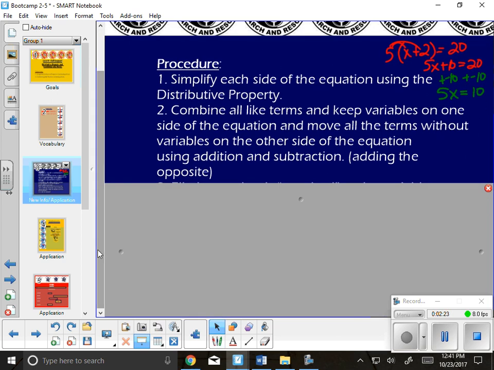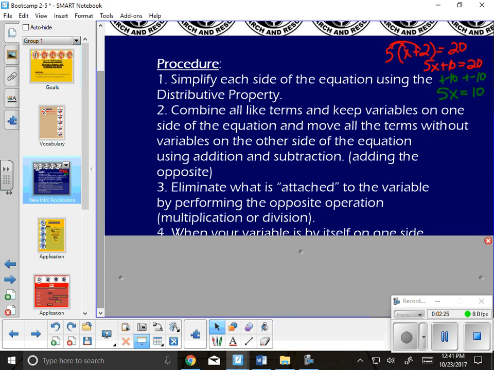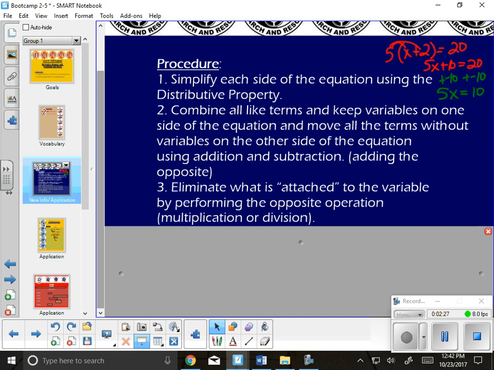Now, the next step is to eliminate what is attached to the variable by performing the opposite operation, so multiplication or division. In this step, we have division because we're already multiplying the 5 times the x. So I'll bring it down here. We have 5x equals 10. We'll divide both sides by 5. That'll give us x equals 2.